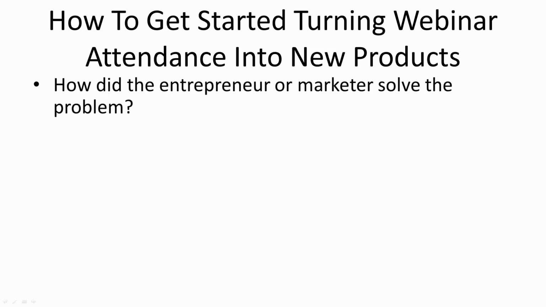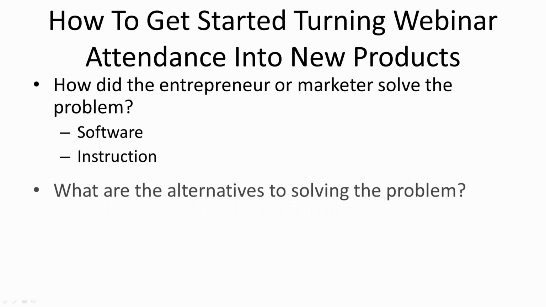Now, how did the entrepreneur or marketer solve the problem? What is it that they did in order to help the people who are on that webinar actually get to the point where they can overcome whatever is being discussed on that webinar? What did they do? Did they offer a piece of software? Was it something that they automated? Was it some kind of instruction that they were giving that helped the entrepreneur solve the problem?